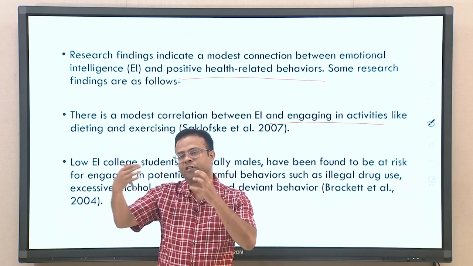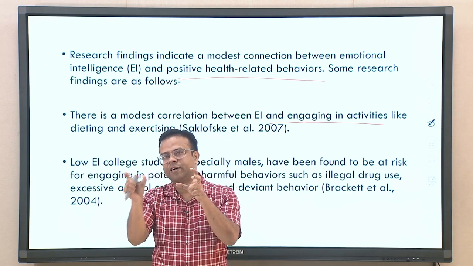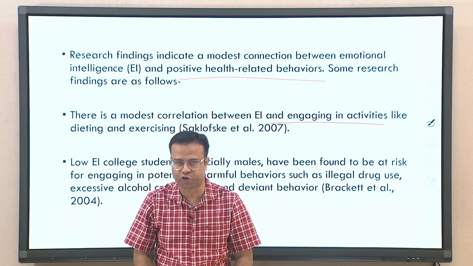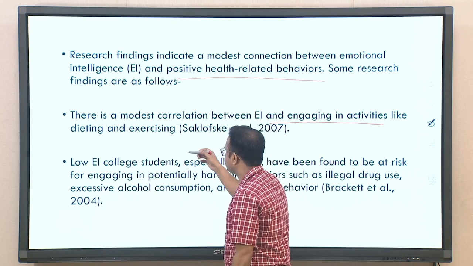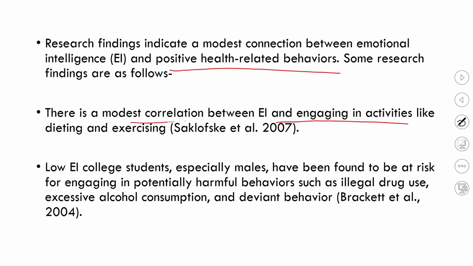Research shows that some positive health related behaviors are also associated with emotional intelligence, so this is another mechanism. For example, some research shows there is a modest correlation between EI and engaging in activities like dieting and exercising. These are positive health related behaviors which promote health, and they have been found to be positively associated with EI. So people with higher EI are more likely to do activities which promote health, such as dieting and exercising.